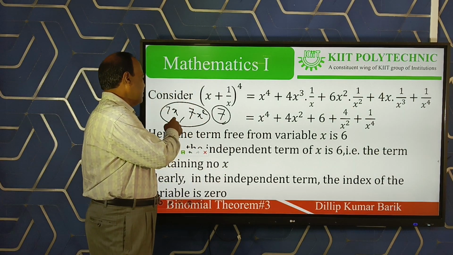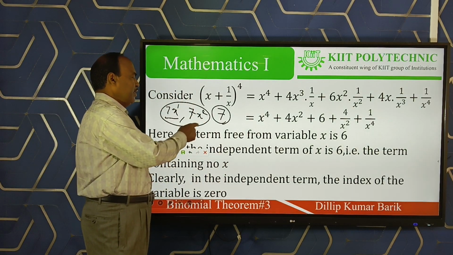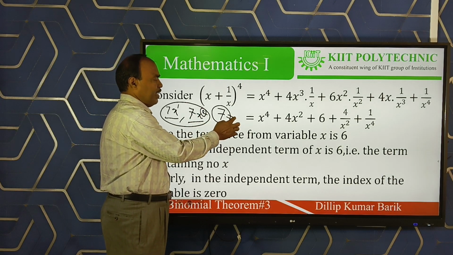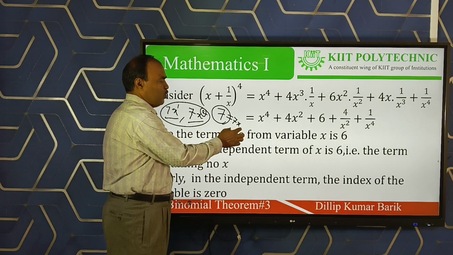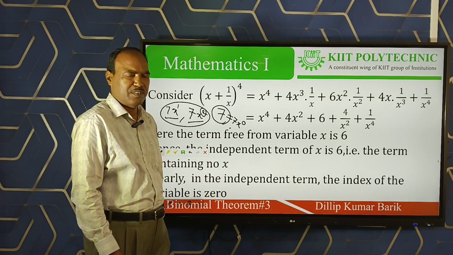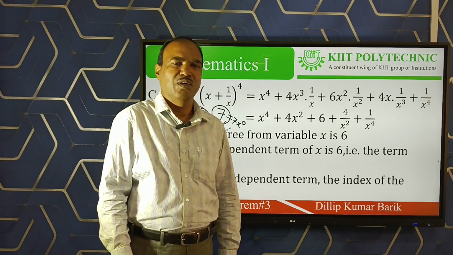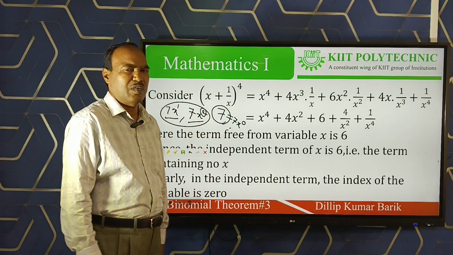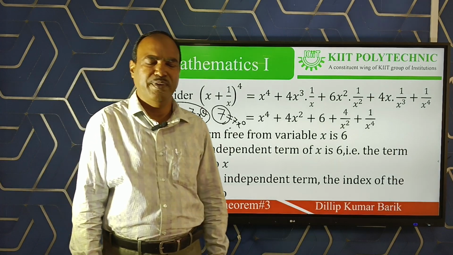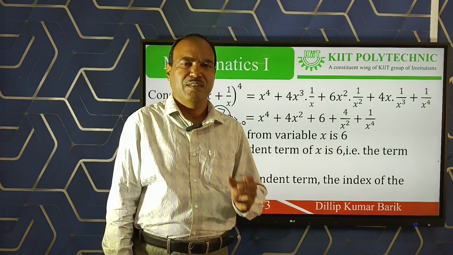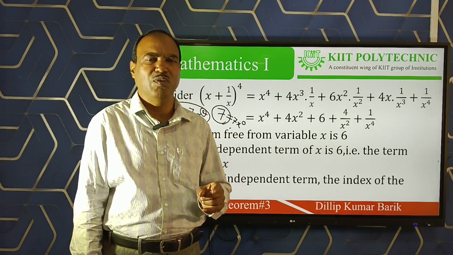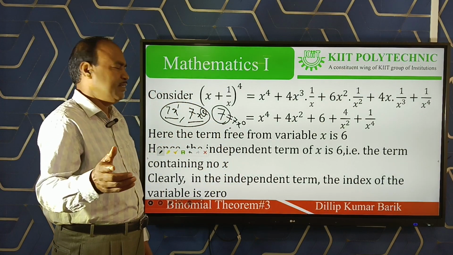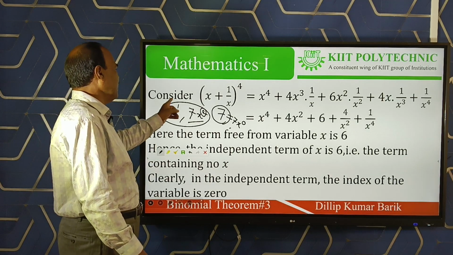Now see, in the first term 7x, the x power is 1, in the second term the x power is 2, but I can write 7 as 7 into x to the power 0, because we already know any number or any term to the power 0 is 1. So that is the term which is independent of x. The exponent of the variable must be 0.